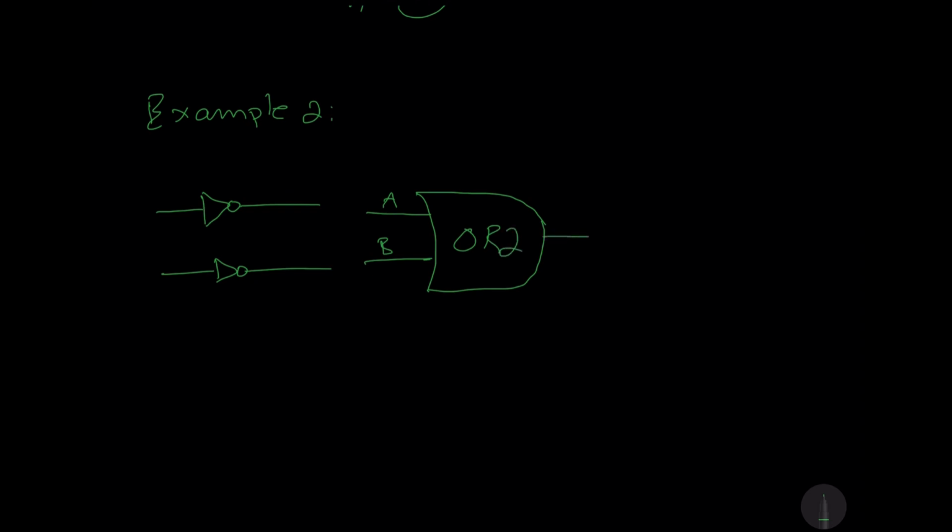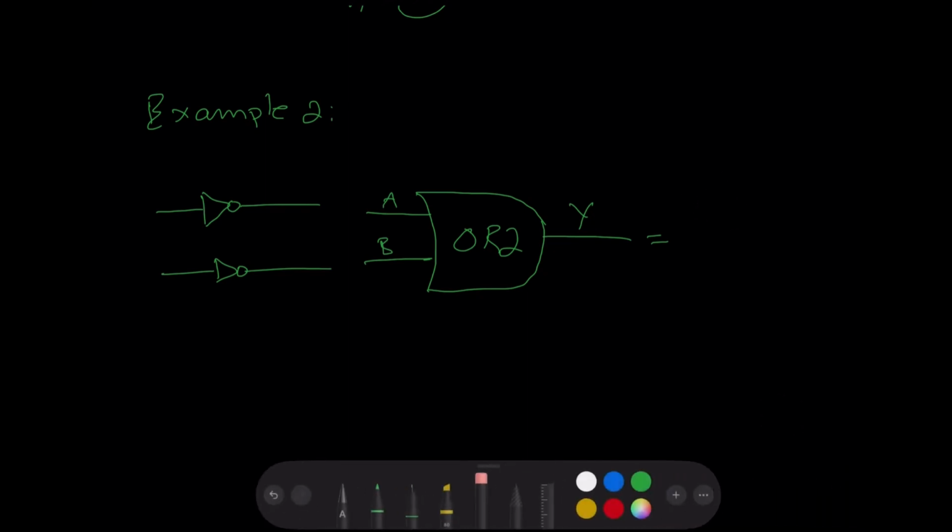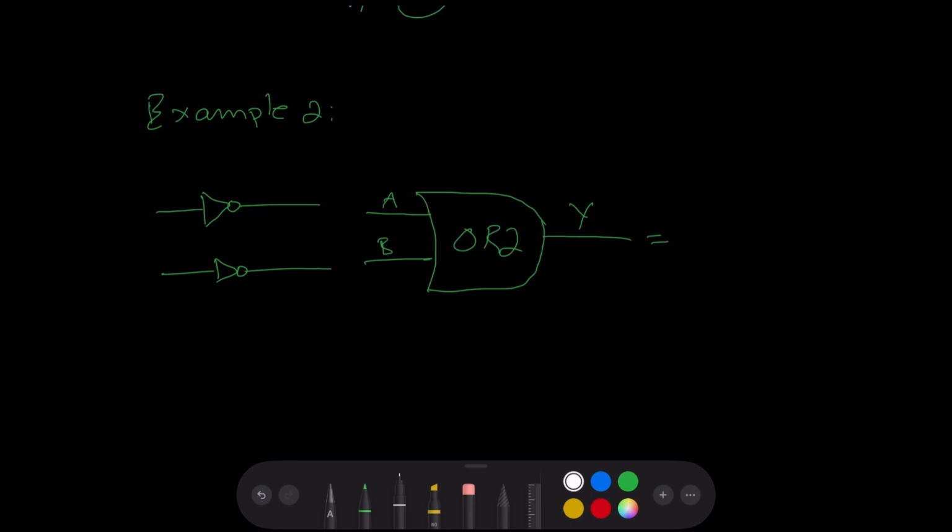I'm writing it down because my drawings are not that good. So what do we get if we invert the OR 2 input side? We will get what we talked about in the previous lecture. We will get a NAND gate. So we can represent that as this.